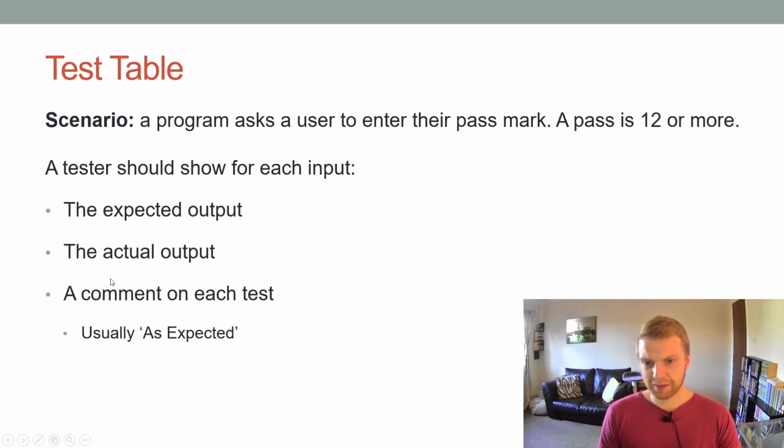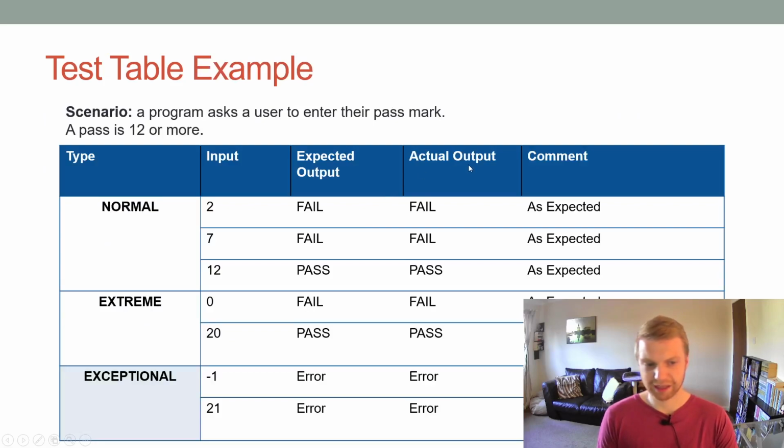Test tables. You might have to fill in a test table in a coursework or an exam. This type of test table is probably more coursework related, but in a test table for a proper program, you would have what you expect to happen. So if you were a programmer, as your job, you would write a test table of what you expect to happen, and then near each test you would write down what actually happens, and you might add a comment on each test as well, and it could just be as expected, because a lot of the time it will be as expected. So here's an example.